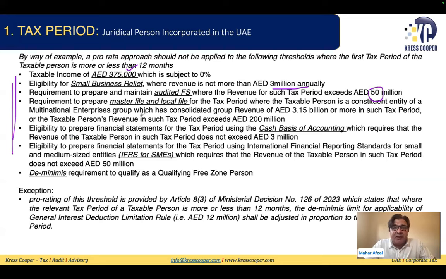In the same way, you need to maintain the master file and local file. We know that if the companies are part of an MNE group and their group level revenue is more than around 3.15 billion and the individual entity revenue is more than 200 million, then they need to maintain the master file and local file. This amount cannot be taken on a pro rata basis.